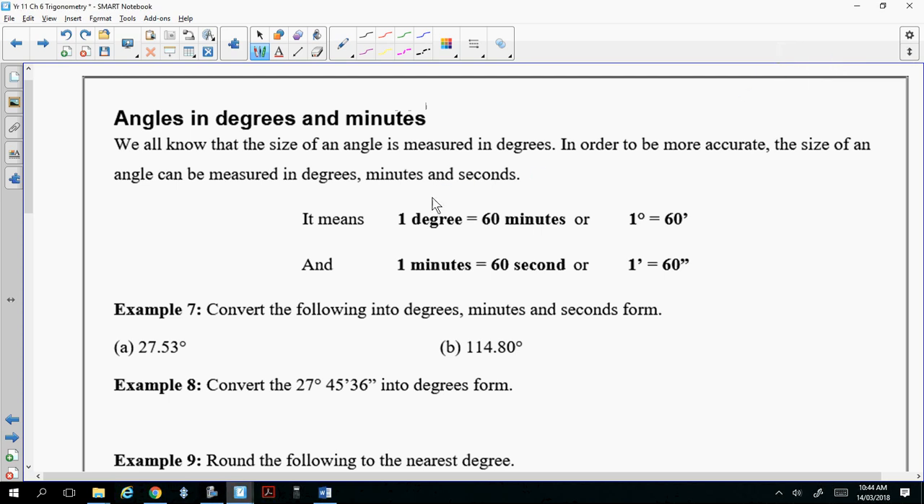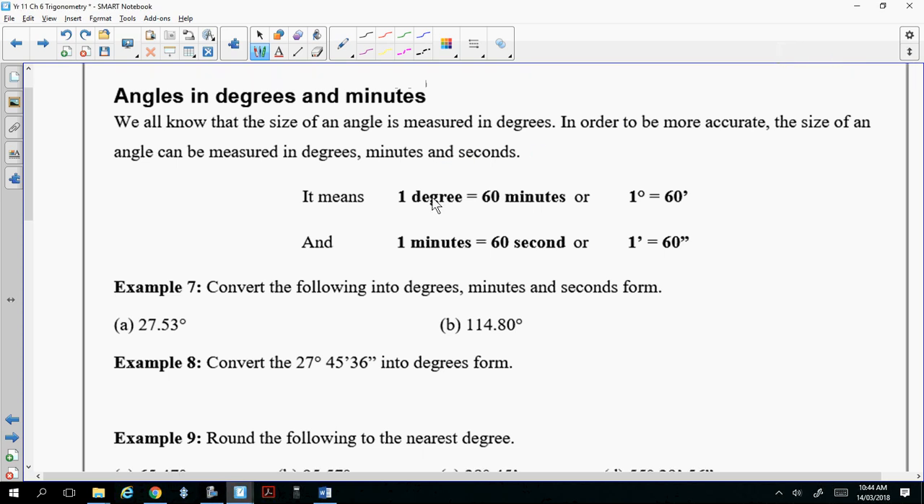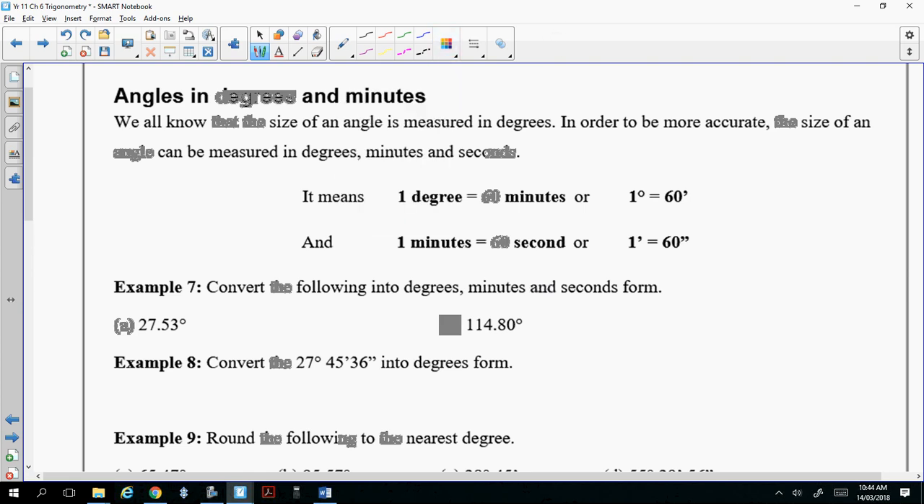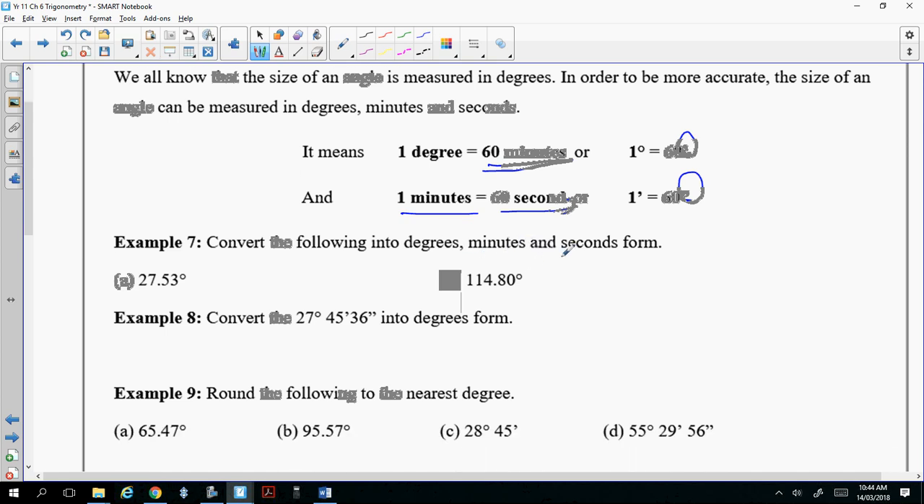Let's go through this. So the first thing we're going to look at is, we know that the size of an angle is measured in degrees. In order to be more accurate, the size of an angle can be measured in degrees, minutes and seconds. So 1 degree is 60 minutes, and the symbol for minute is an apostrophe, and 1 minute is 60 seconds, so the symbol for that is a double apostrophe.